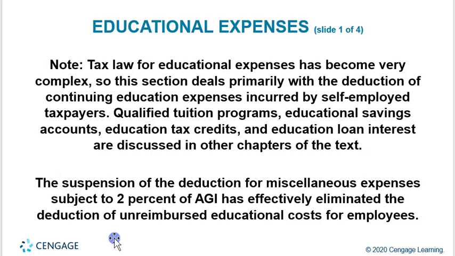And so, educational expenses. Note, tax law for educational expenses has become very complex. So this section deals primarily with the deduction of continuing education expenses incurred by self-employed taxpayers. Qualified tuition programs, education savings accounts, education tax credits, and education loan interest are discussed in other chapters of the text. The suspension of the deduction for miscellaneous expenses subject to 2% of AGI has effectively eliminated the deduction of reimbursed educational costs for employees.